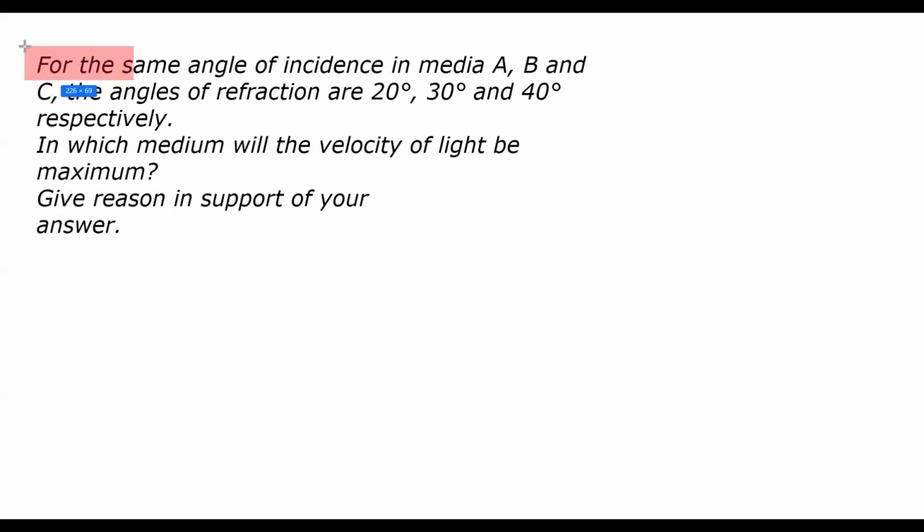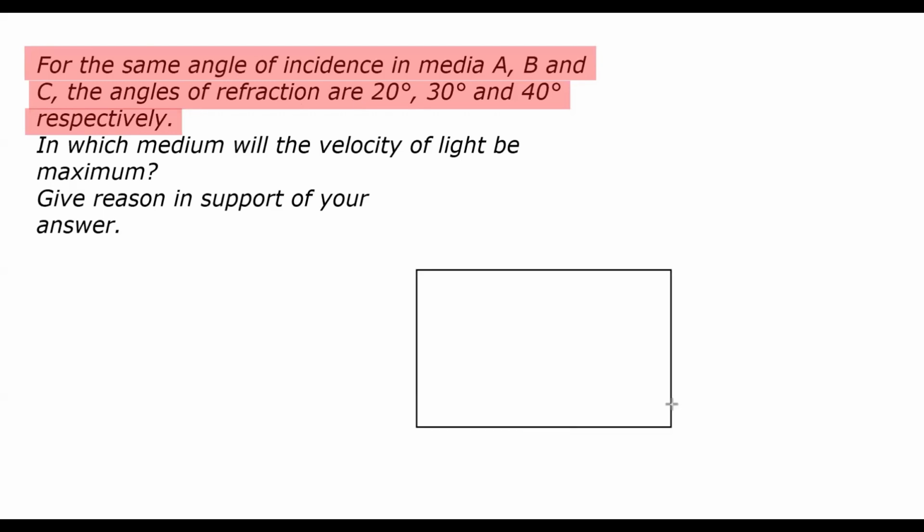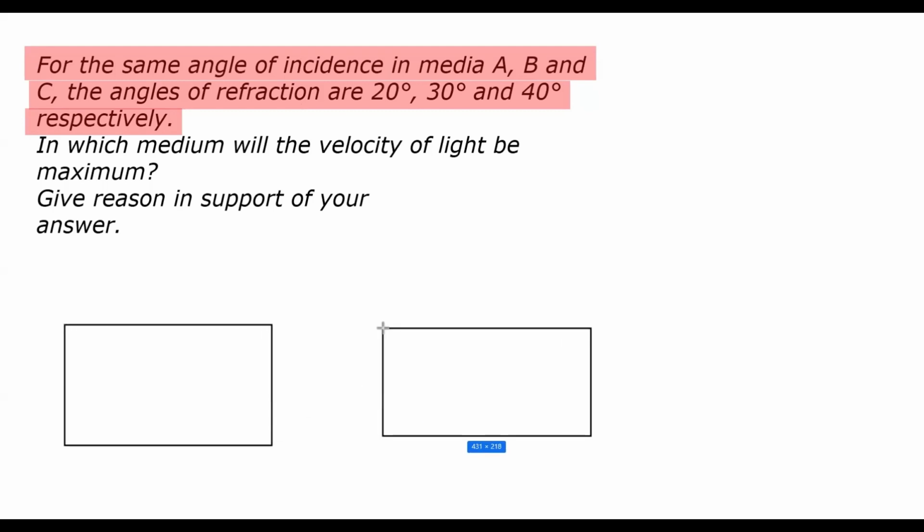Now, this question says for the same angle of incidence in medium A, B, C, the angles of refraction are given as 20, 30, and 40. Let me make a diagram in order to understand better. I'll take three mediums: medium A, medium B, and medium C. I should make the normal in each case first to understand better. This is the normal at the point of refraction, normal to the refracting surface.